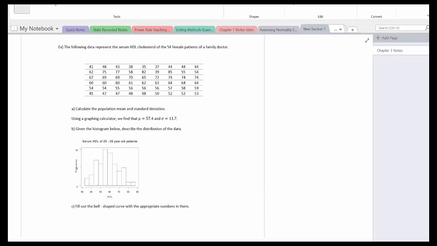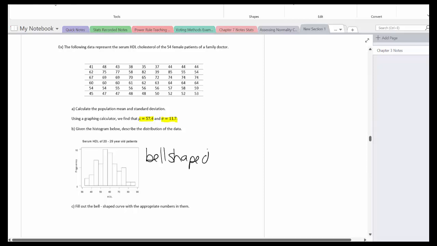Okay, let's take a look at the next example then. So the following data represents the serum HDL cholesterol of the 54 patients of a family doctor. Now, you would need to know the population mean and the standard deviation. So that's been done for us. The population mean is 57.4 and the standard deviation is 11.7. Part B shows that the histogram is approximately bell-shaped. So that means we can use the empirical rule for this.